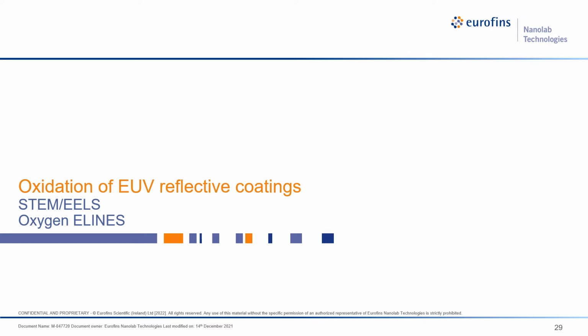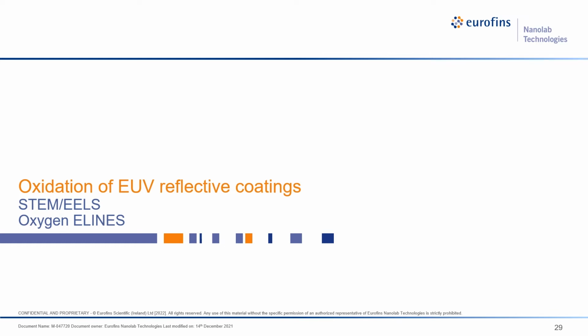Now, the second case study is about oxidation of EUV reflective coatings. EUV, extreme ultraviolet lithography, is a key instrument in the semiconductor industry today. It highly relies on multi-layer mirror coatings with high reflectance that can reflect EUV radiation. These coatings achieve high reflectance by careful control of the material.